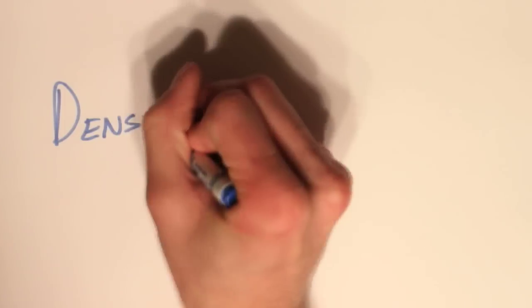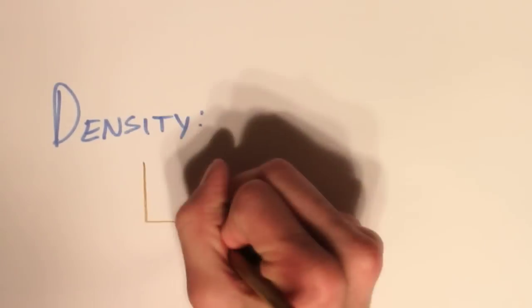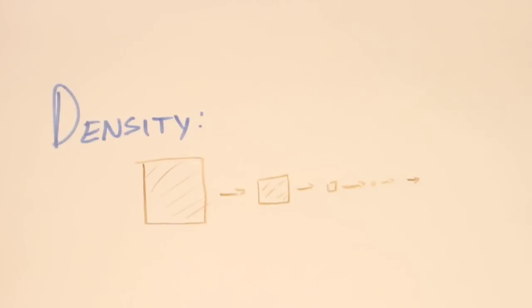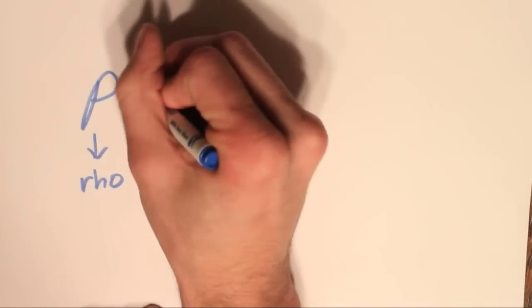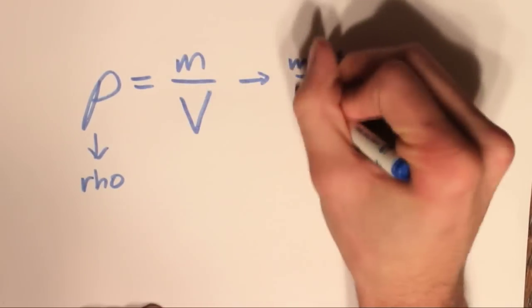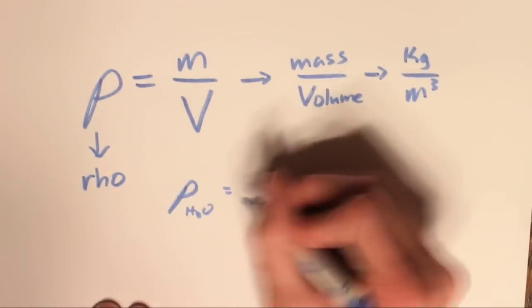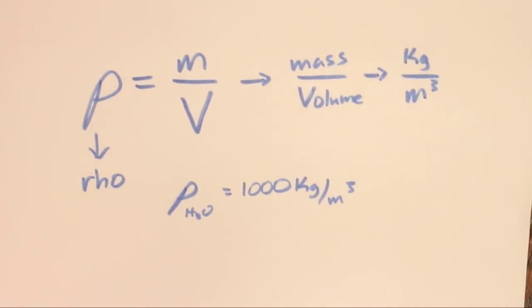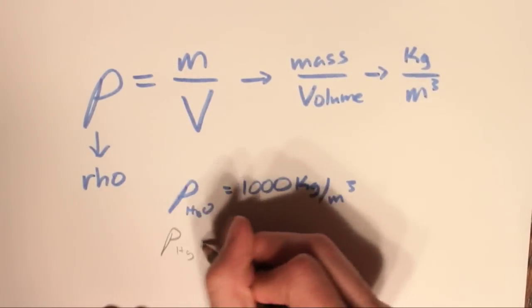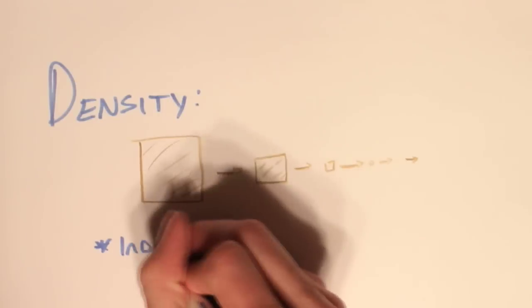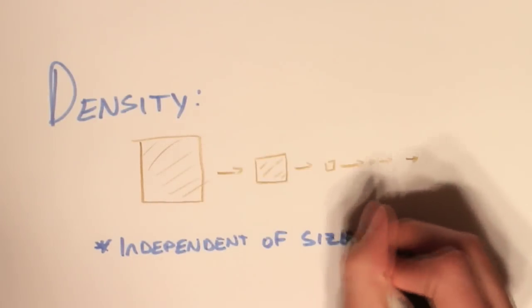When talking about liquids, it's important to talk about density. Say we have a block of copper, and I make it smaller and smaller and smaller. There should be an inherent property that makes copper copper. That is density, given by rho, which is mass over volume. The standard unit is kilogram per meter cubed. Water has a density of 1,000 kilogram per meter cubed, and mercury has a density of 13,600. No matter how small I make my copper block, density is independent of size.